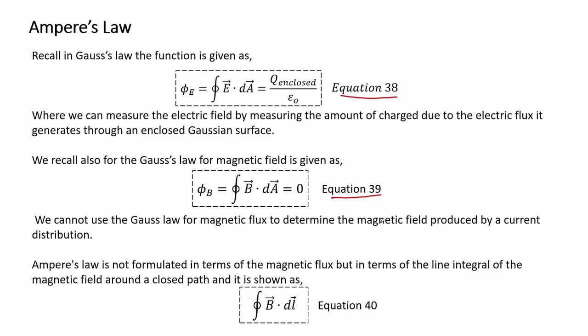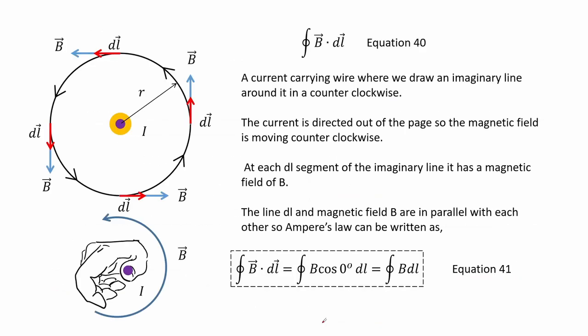Ampere's law is not formulated in terms of the magnetic flux but in terms of the line integral of the magnetic field around a closed path, and it is shown in equation 40. We can think that instead of a Gaussian surface, we think of a Gaussian line, or to be more precise, an Ampere's line. This line forms an enclosure.